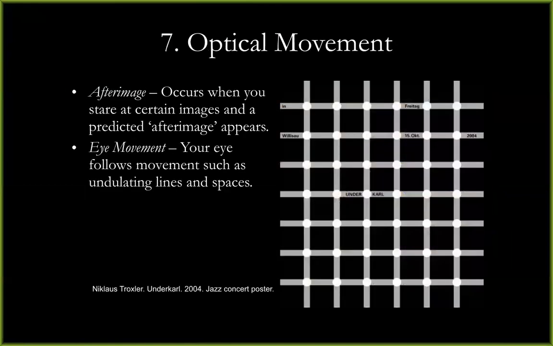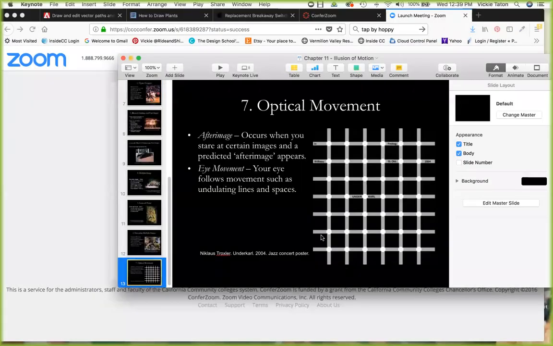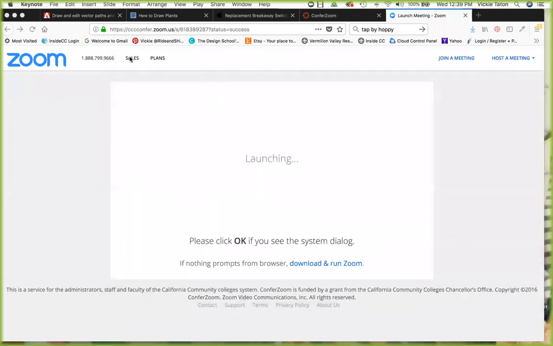You can use optical movement, employing things like after image. When you stare at something and an after image appears, if you can see it as clearly as I can on the screen, the dots are moving. As your eye moves around, so do the dots. And those are the ways you can create movement in your composition.